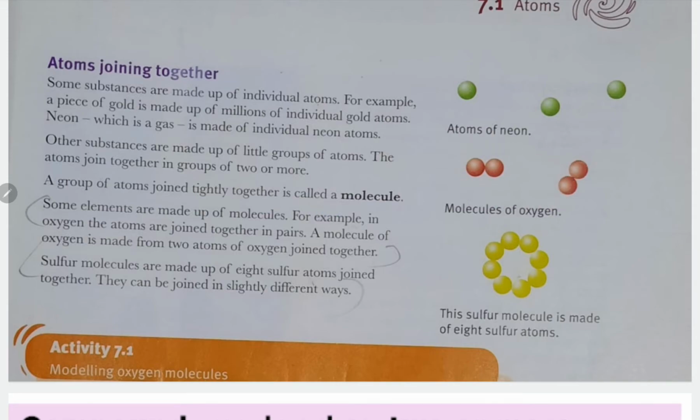Molecules. So some elements are made up of molecules. For example, in oxygen atoms are joined in pair. അല്ലെ, ഇവിടെ pair ആണ്. ഇത് എലമെന്റ് തന്നെയാണ്. എന്തുകൊണ്ടാ? സെയിം കൈൻഡ് ഓഫ് ആറ്റം ആണ്. ഇവിടെ രണ്ട് ആറ്റം ഉണ്ടെങ്കിലും ഇറ്റ് ഇസ് സെയിം കൈൻഡ്.